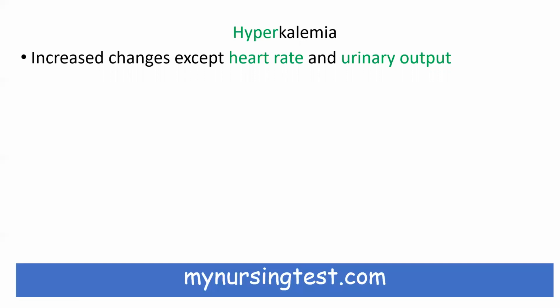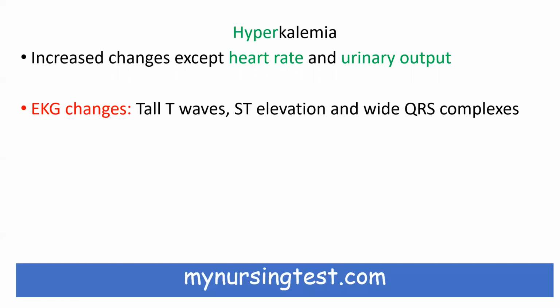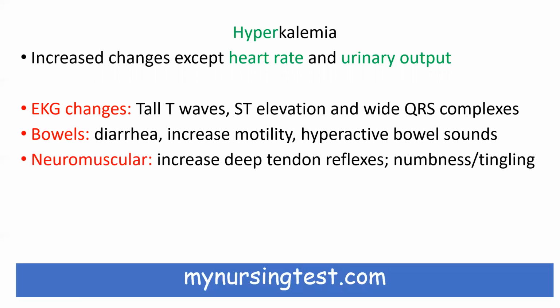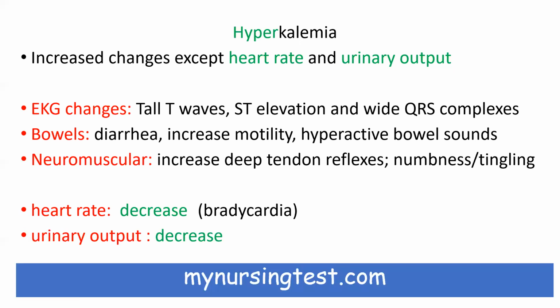Everything is increased except heart rate and urinary output. Now, what do I mean by that? The changes that you're going to see are going to be increased, but heart rate and urinary output are going to be decreased. And it's going to look like this. You're going to have tall T waves. You're going to have diarrhea, increased deep tendon reflexes, but the heart rate is going to be decreased. Bradycardia, and the urinary output is going to be decreased. So everything is going to be increased except heart rate and urinary output.